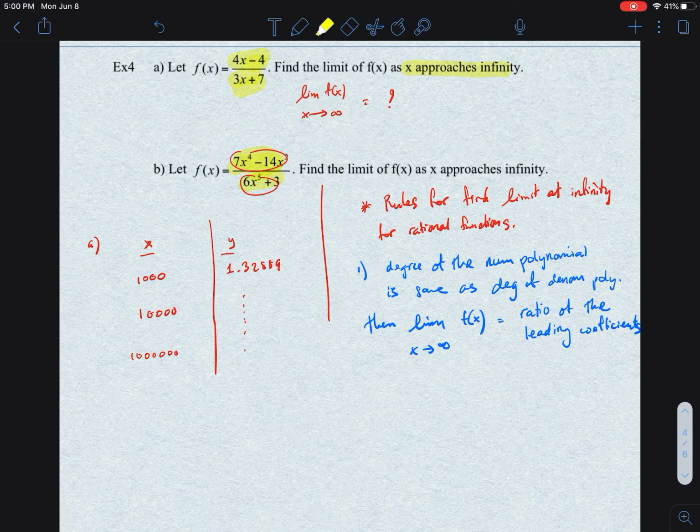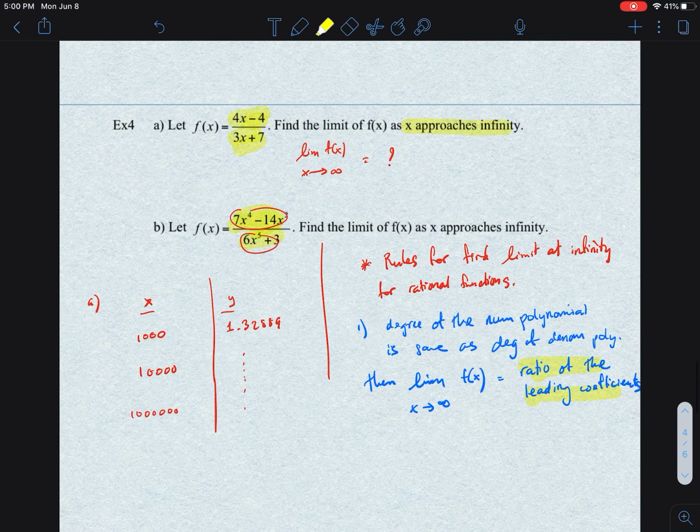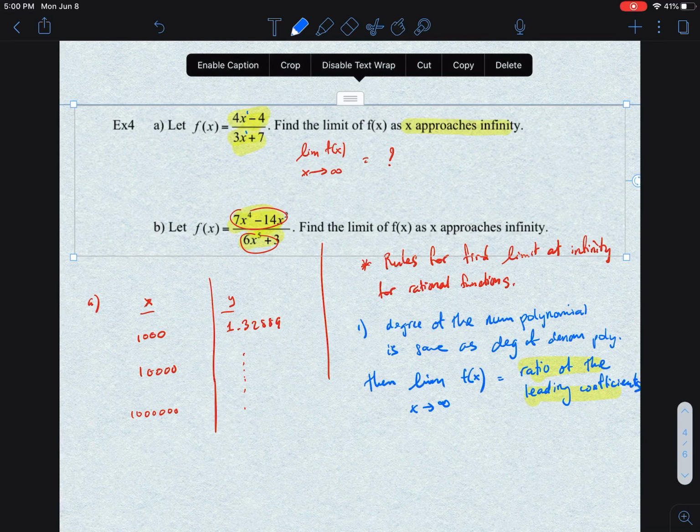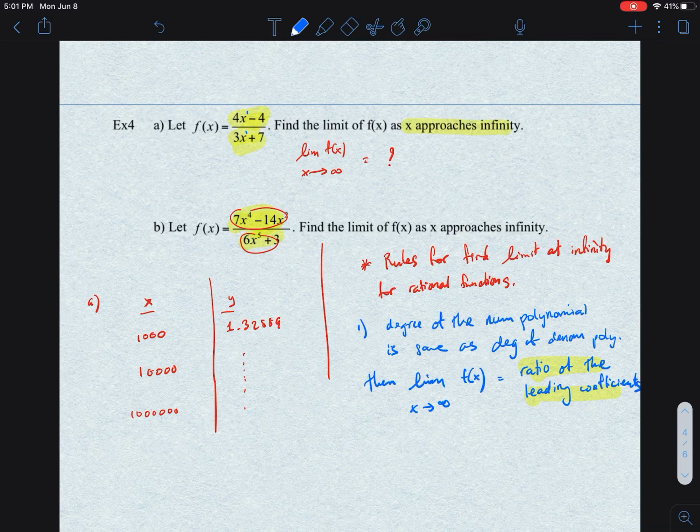So what that's saying is that since in part A the degrees are the same for the numerator and denominator polynomial, we can plug a bunch of numbers in and see what it tends to, or we can say, okay, now using the rule, the limit of this rational function is going to be 4/3. It's going to be that ratio, 4/3.